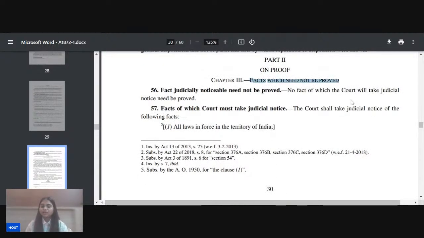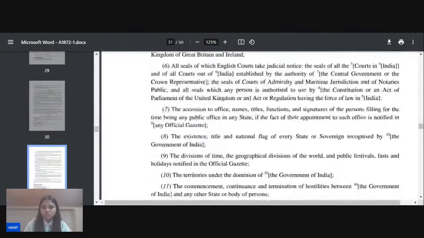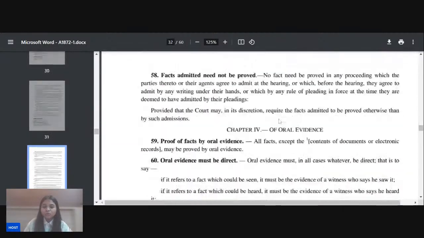So if a fact can be taken judicial notice of, it need not be proved. And which facts are judicially noticeable? Some facts are there which you don't need to prove. Like if I want to talk about the laws in force in the territory of India, the court will take judicial notice of that fact under section 57. These are the facts of which the court should take judicial notice, and I don't need to prove them in any way.